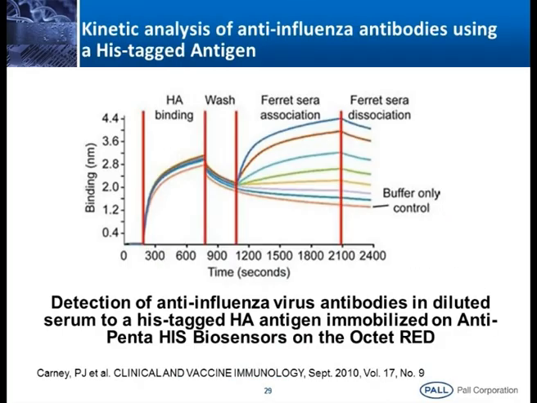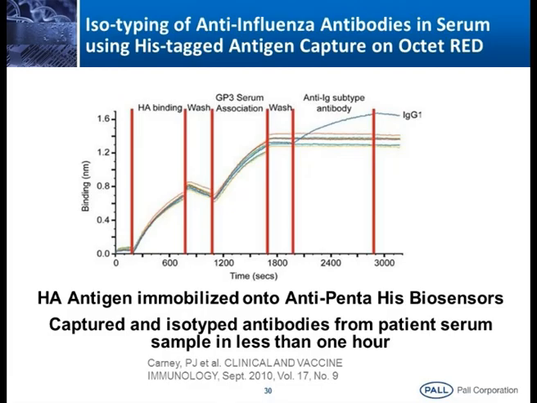These are published examples. Anti-influenza antibodies using histagged antigen for kinetics measurement. This is the isotyping example, isotyping of the anti-influenza antibodies in serum using histagged antigen captured on the Octet RED. If you look at this, there is only one which has an affinity towards it that we can detect. The rest is baseline.